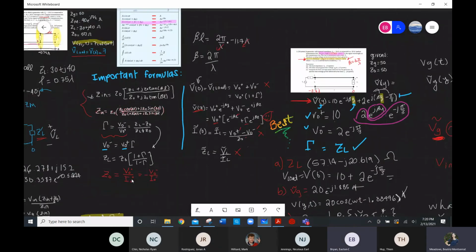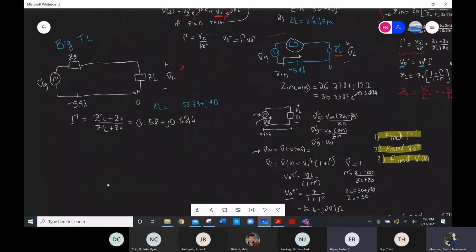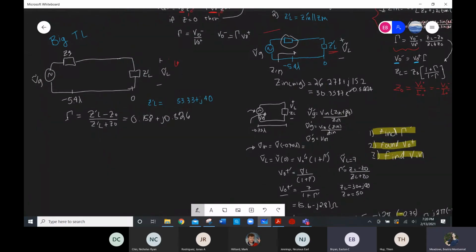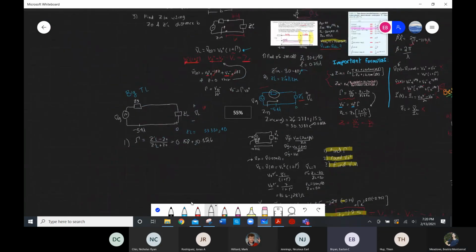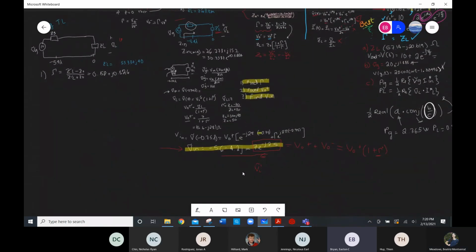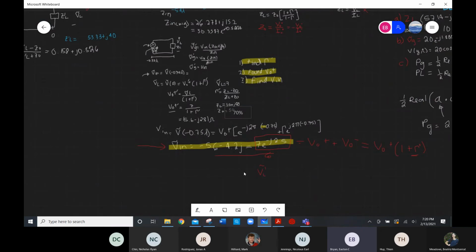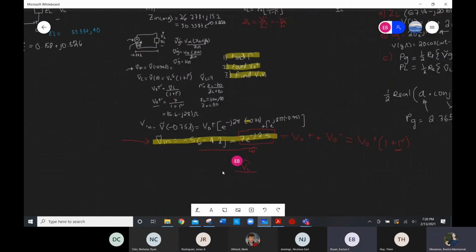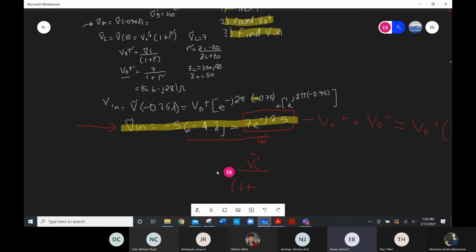So yeah, just use the voltage that you guys just found here for VL, or I guess VL prime, over 1 plus gamma prime, and that's going to be your new Vn. What were y'all calling the other? Okay, yeah, Vn prime.